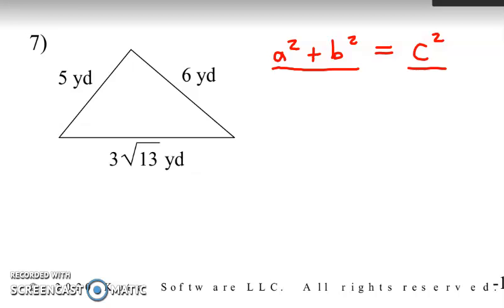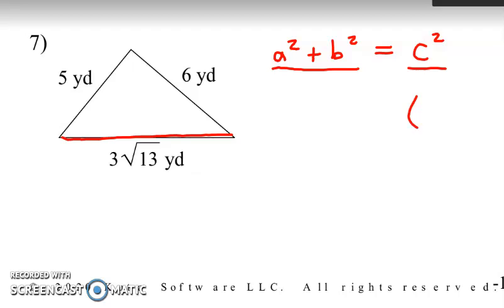And the first thing we need to identify is what's the longest side. It looks like this is the longest side, but you might have to plug in 3 times the square root of 13 into your calculator. You find out it ends up being a little bit more than 10. So yes, it really is the longest side, which means that's going to be our C value. In other words, if it was a right triangle, it would be the hypotenuse.